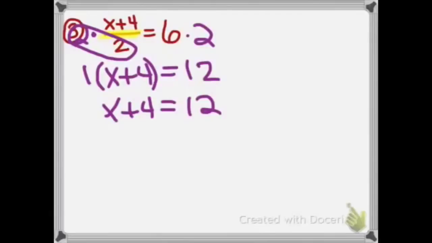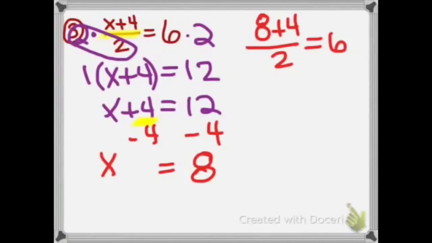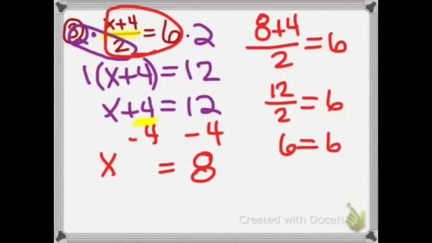Step 3 says add or subtract the term without the variable. That would be the plus 4. So we are going to do the opposite, which is subtract 4 on both sides. So x plus 0 equals 8, or just x equals 8. And if you wanted to check that, if this is one of the hard ones for you, you would put 8 plus 4 divided by 2 equals 6 from this equation right over here. So 8 plus 4 is going to be 12. 12 divided by 2 is 6.